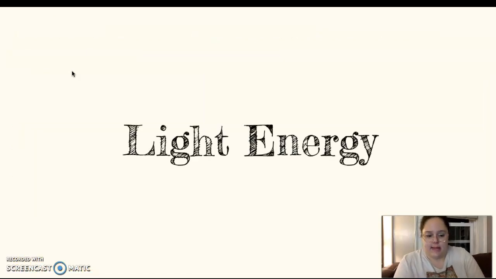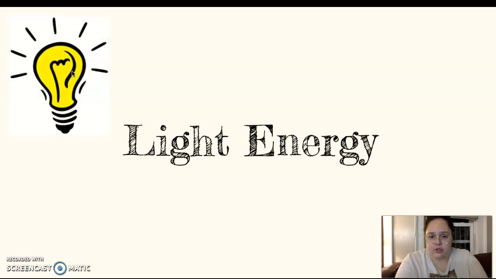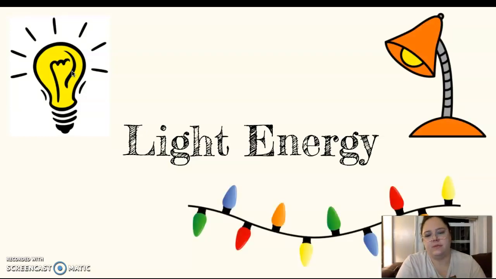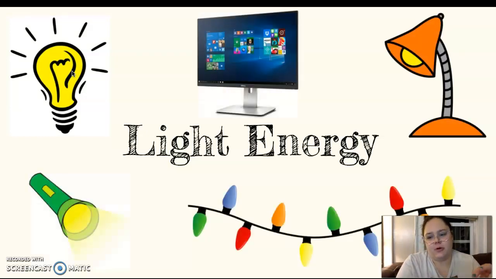Our next type is light energy, and just like heat, this is often a secondary type of energy. So we have our light bulb, a lamp, Christmas lights, a computer, a flashlight. These are all giving off light energy. They are showing some type of light.